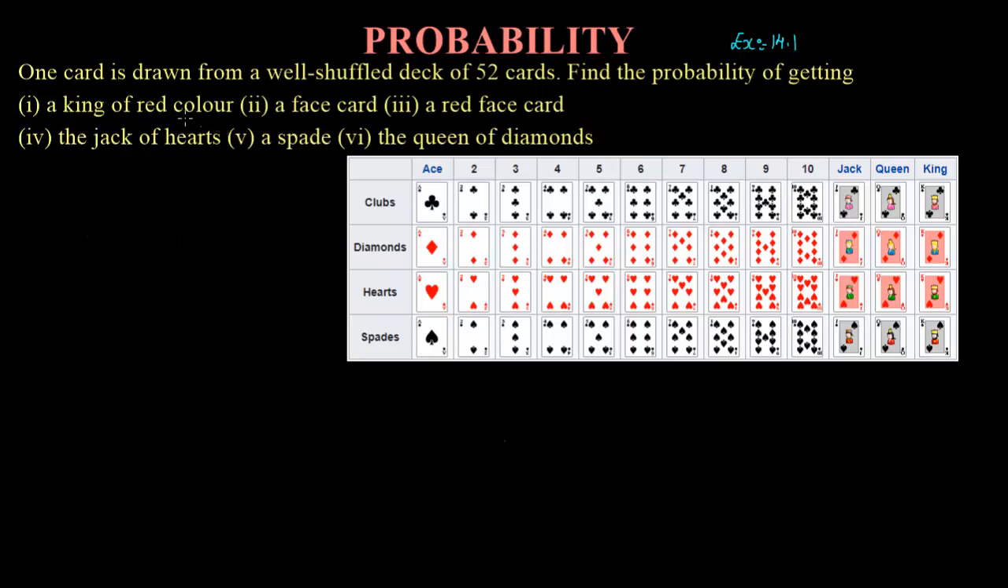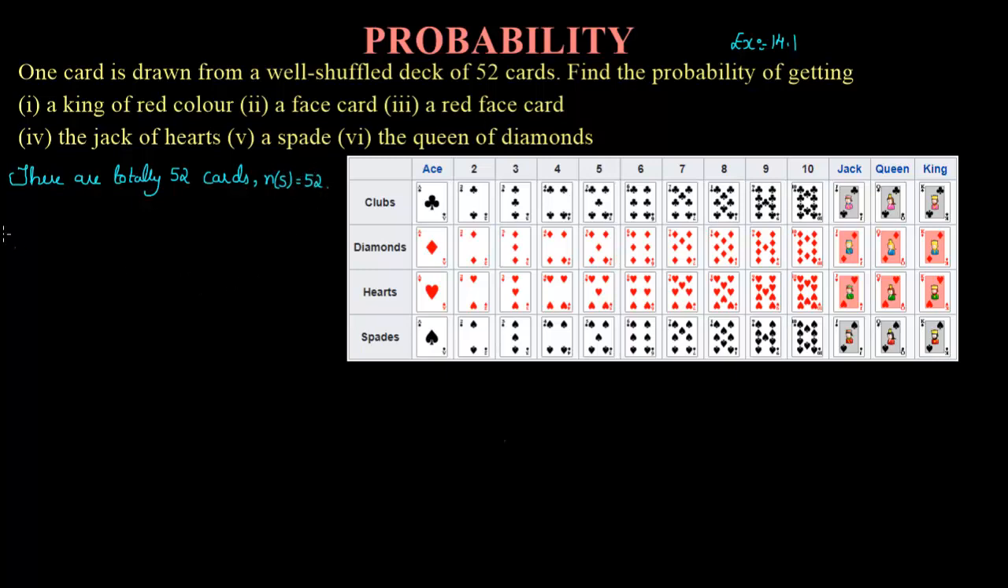And before solving, we need to read the question properly. One card is drawn from a well shuffled deck of 52 cards. So out of 52 cards, one card has been drawn. Find the probability of getting a king of red color. Okay, so let me just write. How many total cards are present? There are totally 52 cards, or you can say n of S is equal to 52.